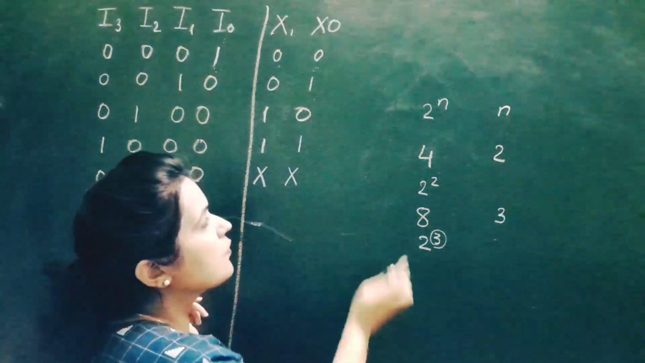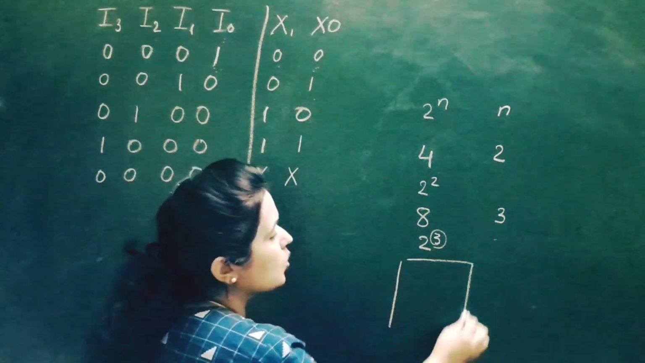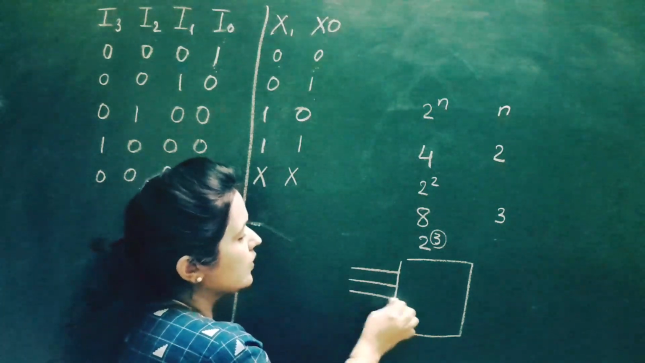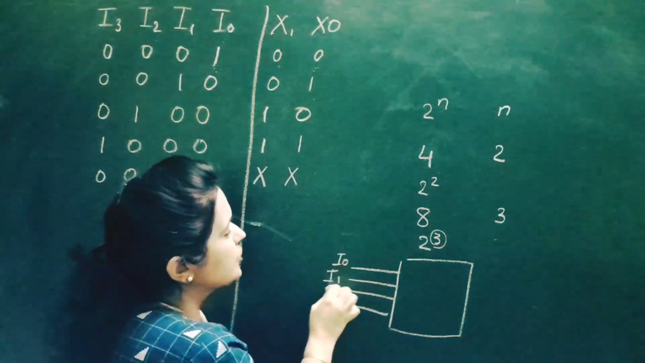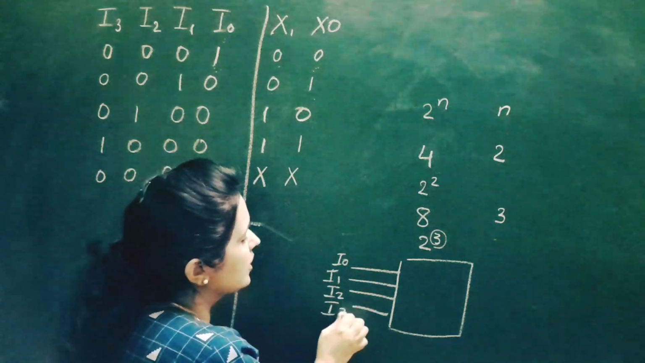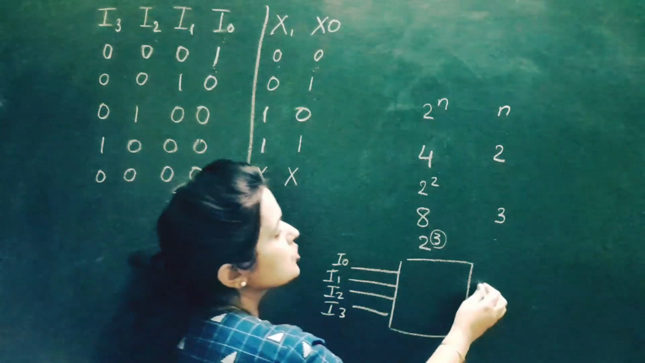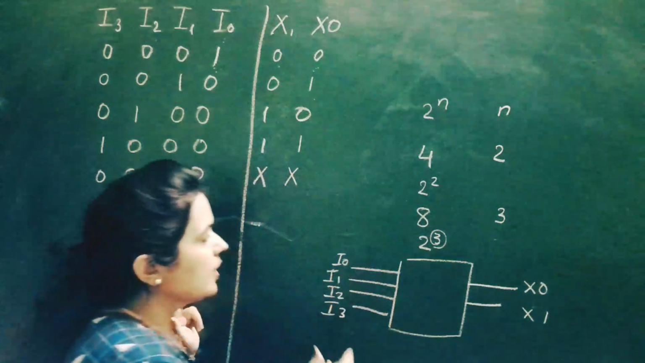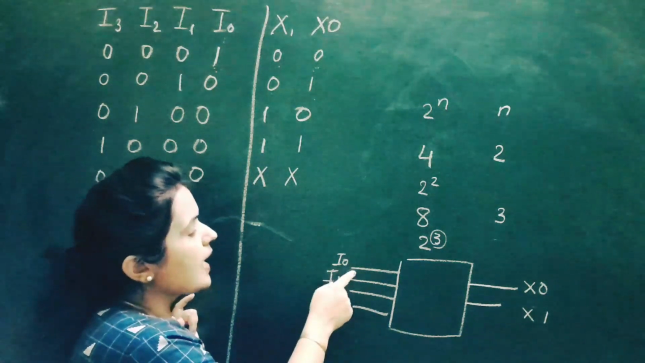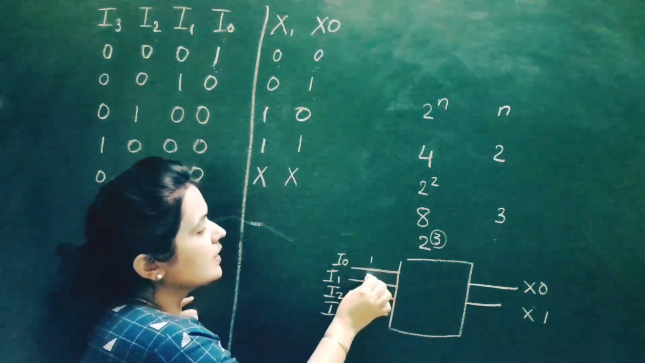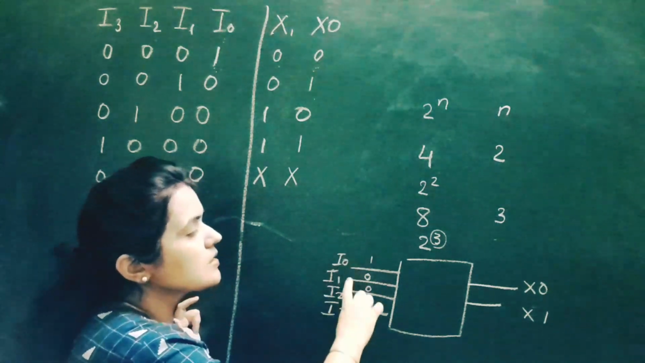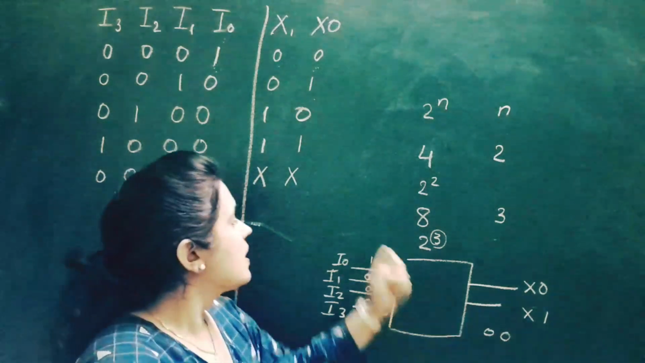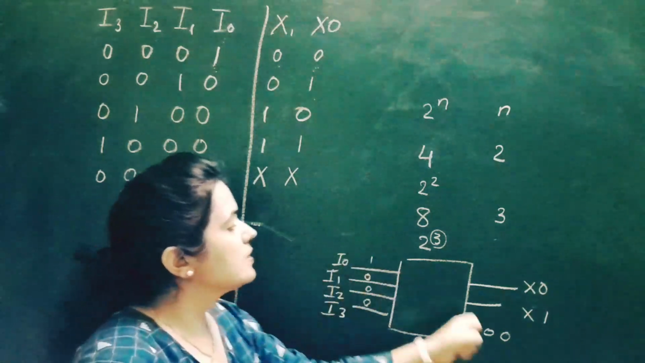So suppose we have a 4 to 2 line encoder. In that case, this encoder will have 4 inputs: I0, I1, I2 and I3. And there will be 2 output lines, X0 and X1. Now when the value of I0 is high and the remaining input lines are 0, the output generated will be 0 0. Why will the output be 0 0? Because the binary equivalent of 0 is 0 0.